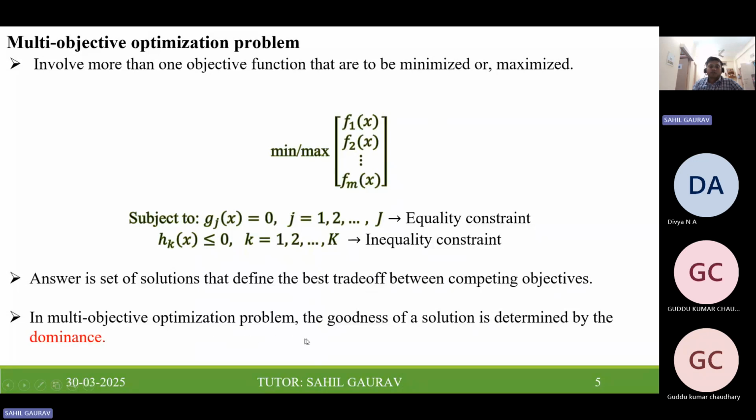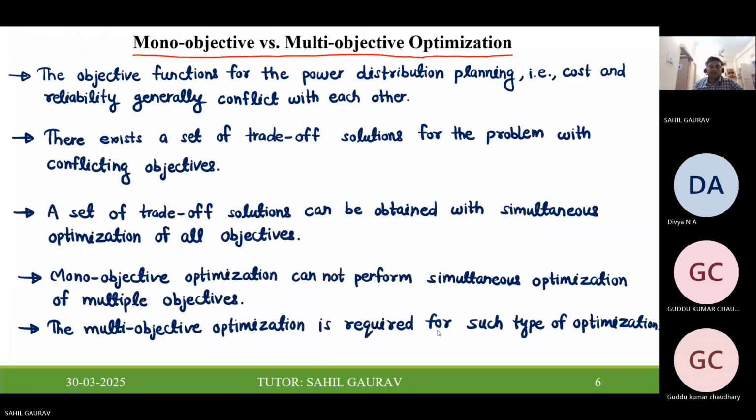So in a multi-objective optimization problem, the goodness of a solution is determined by dominance. So what is the difference between mono-objective and multi-objective optimization? The objective functions for power distribution planning, like the cost and reliability, generally conflict with each other. So that we call multi-objective optimization. These cost and reliability objective functions generally conflict with each other for the power distribution planning optimization problem, and there exists a set of trade-off solutions for the problem with conflicting objectives.